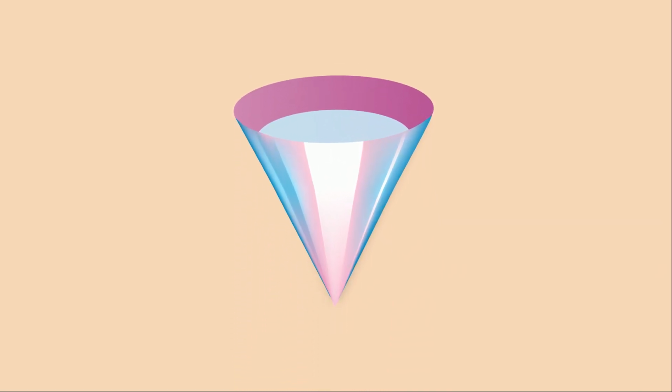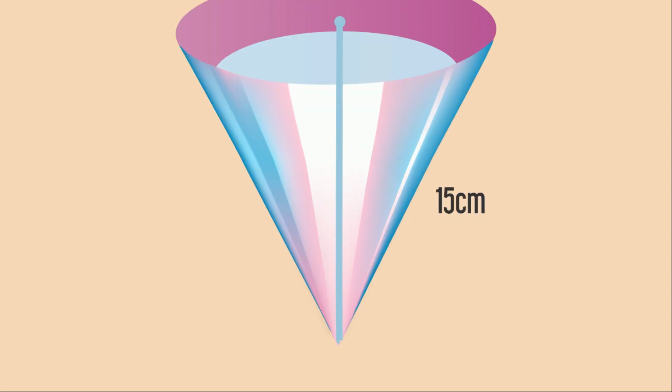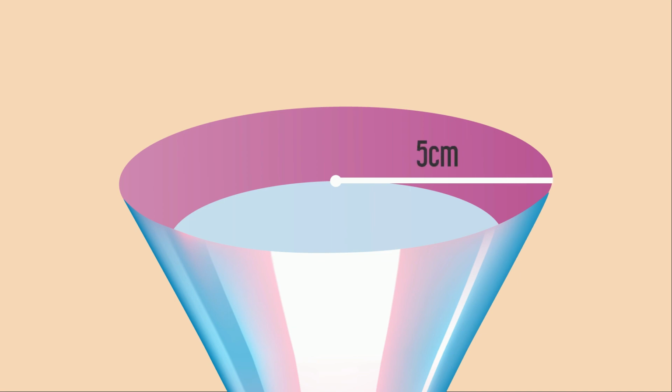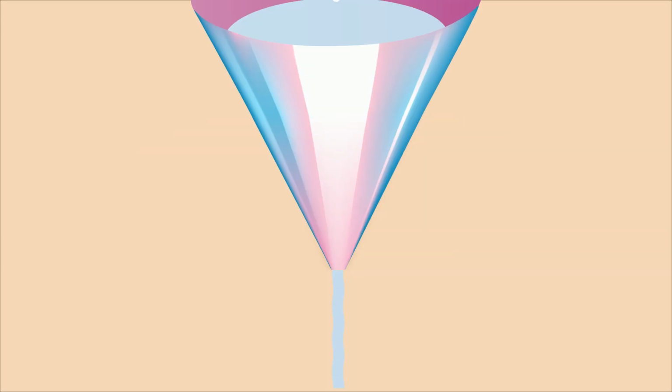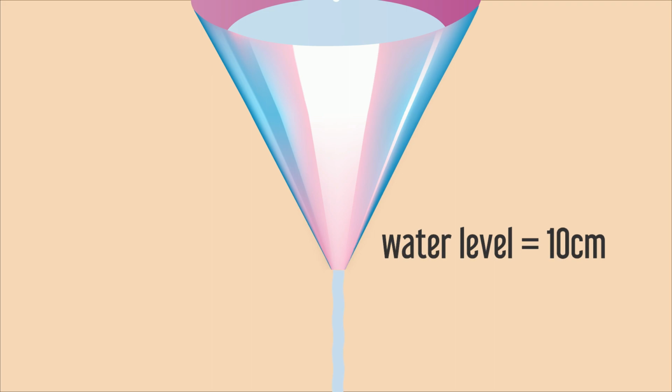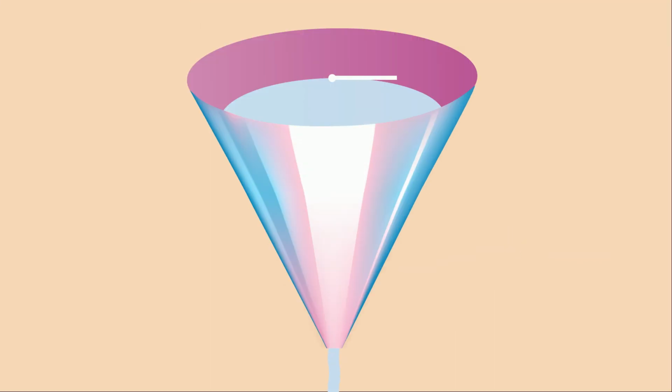Let's try this one. A paper cup in the shape of a right circular cone has a height of 15 centimeters and a radius of 5 centimeters. The bottom of the cup is punctured so that the water leaks out at the rate of 4 pi over 3 cubic centimeters per second. What is the rate of change of the water level in centimeters per second when the water level is 10 centimeters? Let's organize our given data.